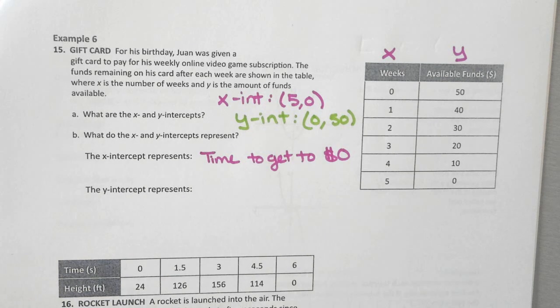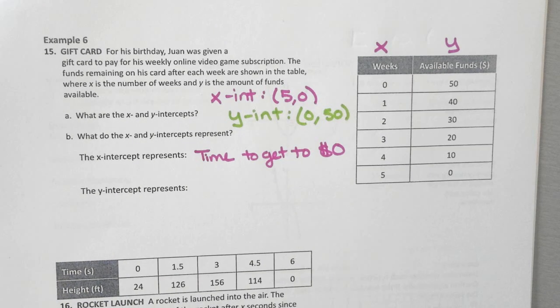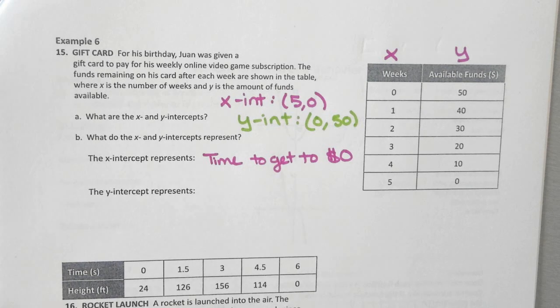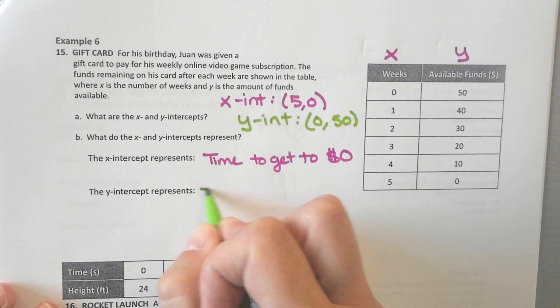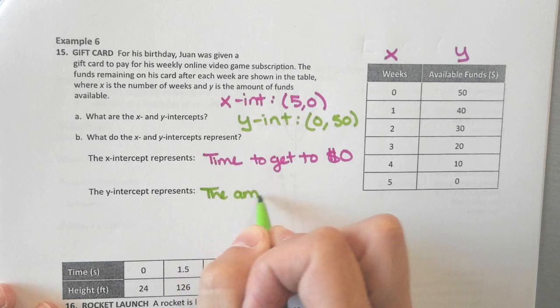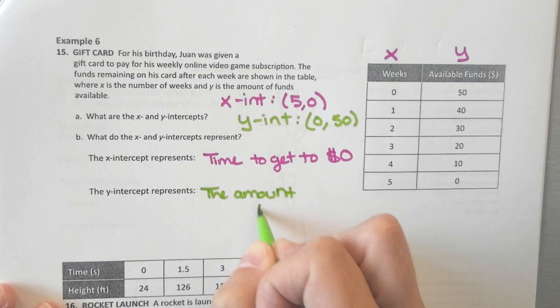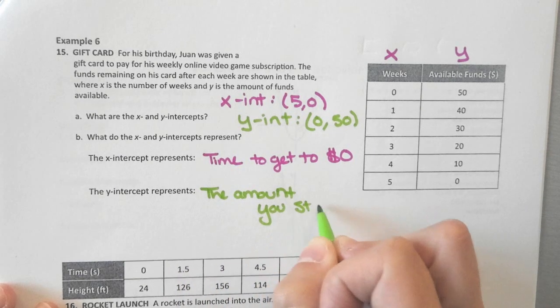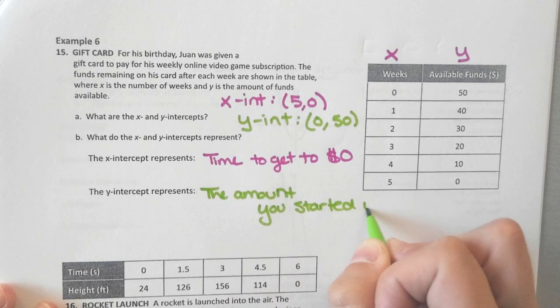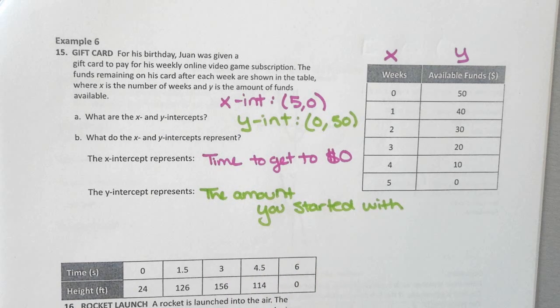What does your y-intercept show you in this case? The beginning funds. So I'm going to say the amount you started with. And again, you could write beginning funds, and that works as well.